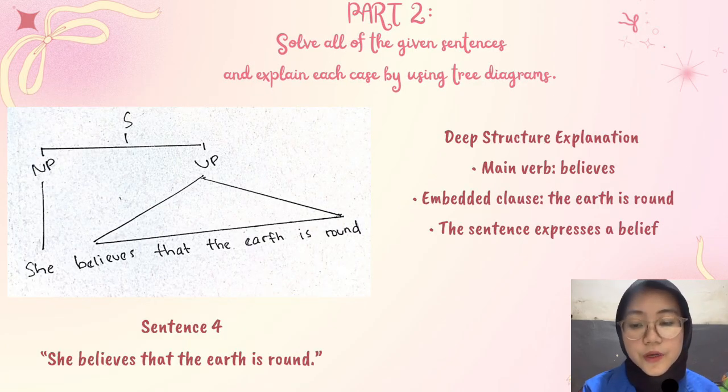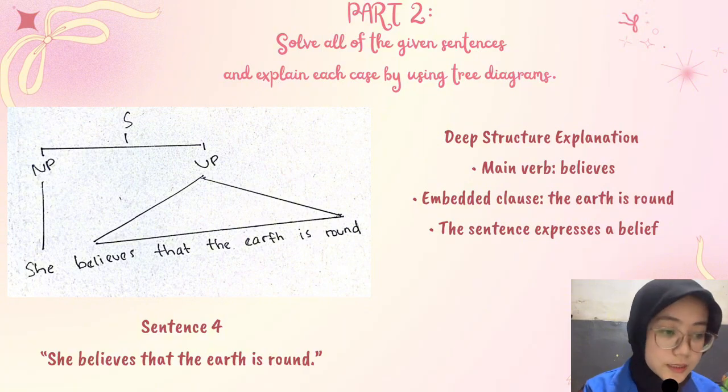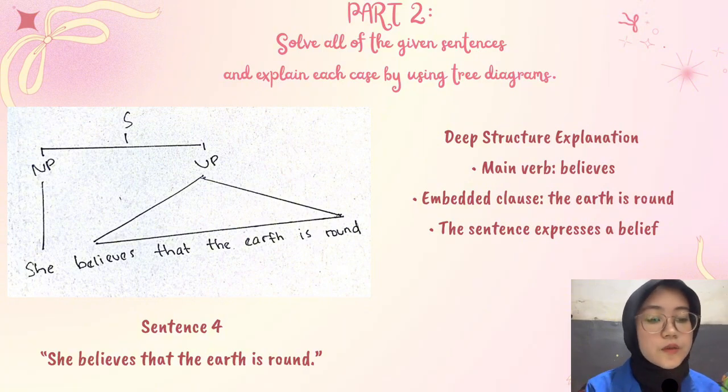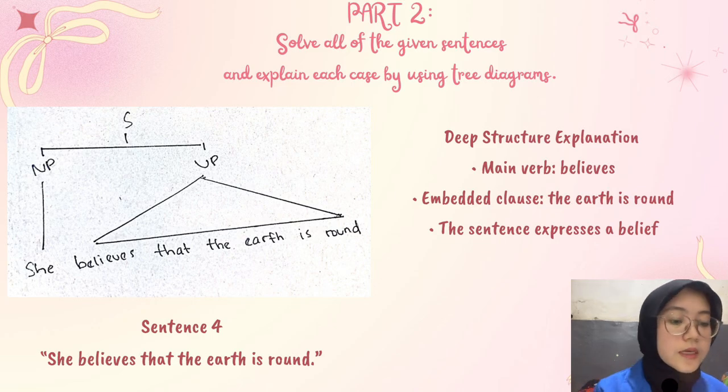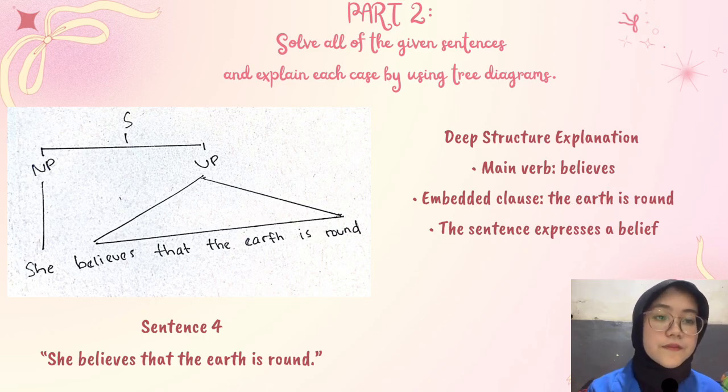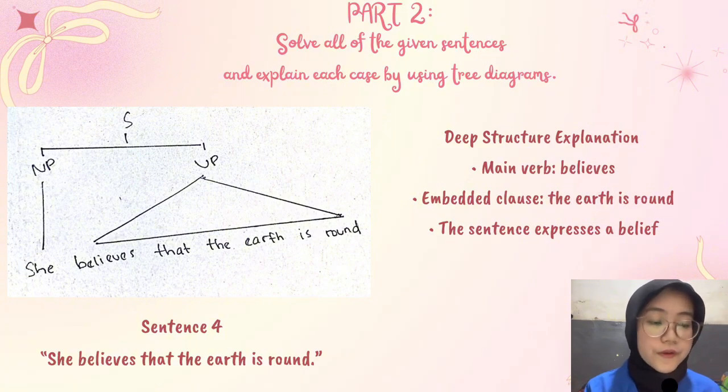And number 4, she believed that the earth is round. So this sentence has an embedded clause. At the deep structure level, there are 2 ideas. The first idea is that she believes something, and the second idea is the earth is round. The clause "that the earth is round" works as the object of the verb believed.